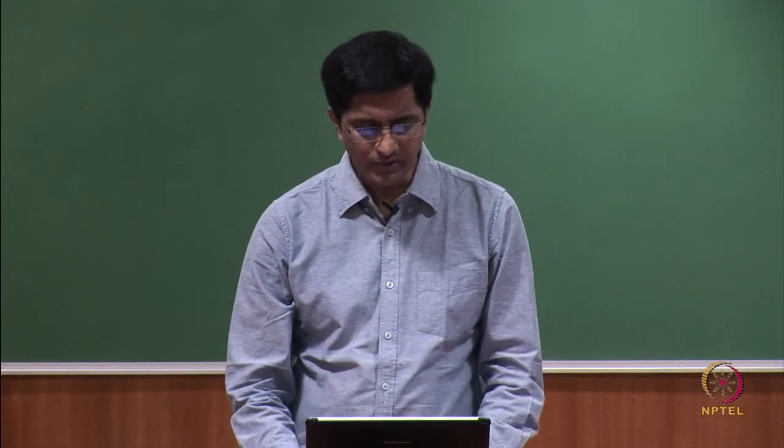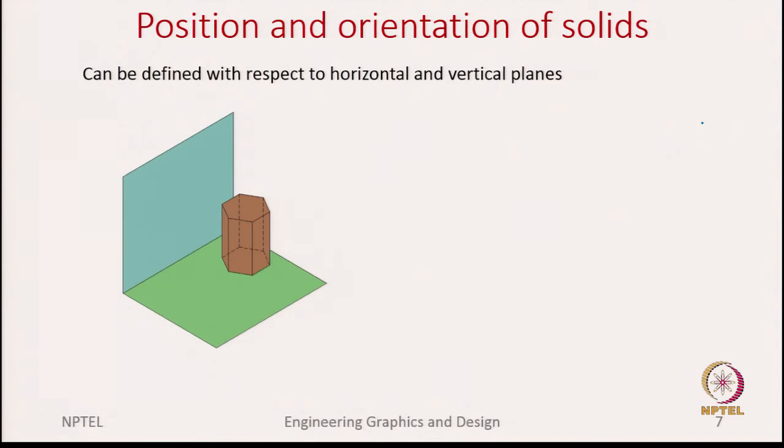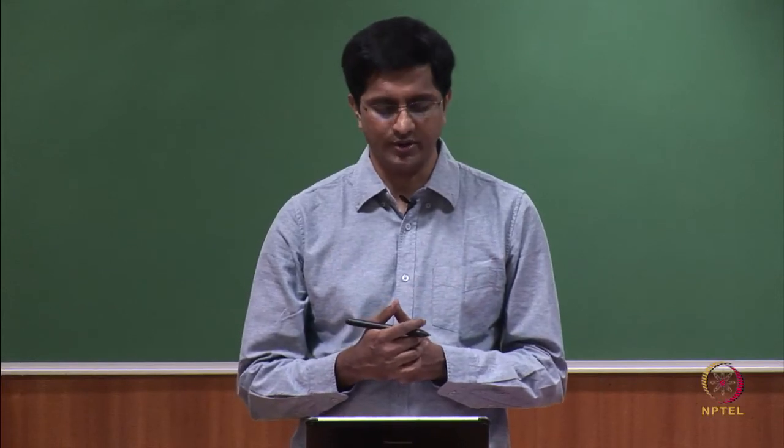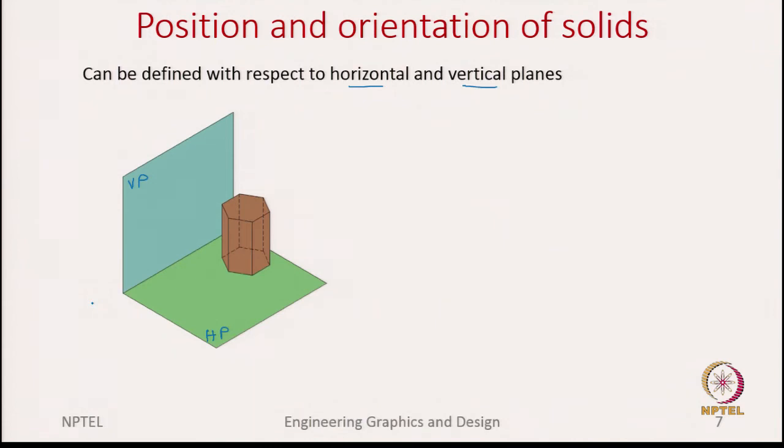For that, what we use is the horizontal and vertical planes, which we already discussed in previous lectures. So, let us say this is the horizontal plane and the other one is the vertical plane. Let us say we are working in the first angle projection, which means we place the object in the first quadrant. What you see is a hexagon which is placed in a very simple orientation.